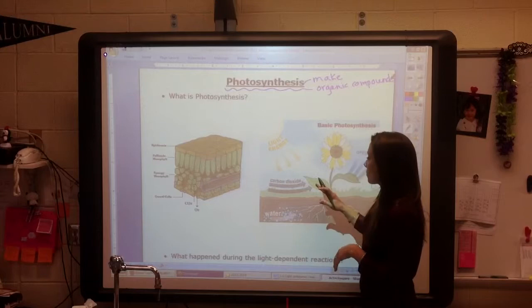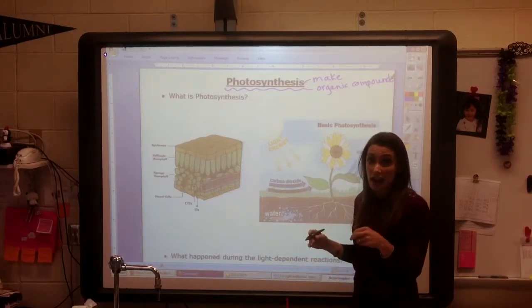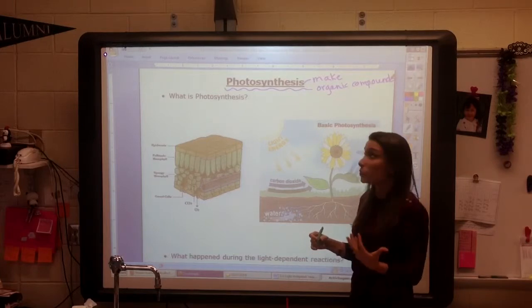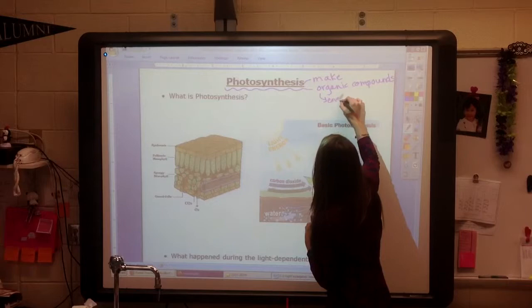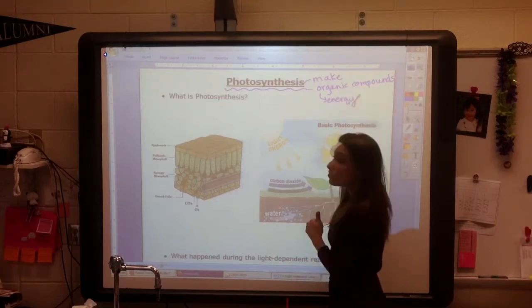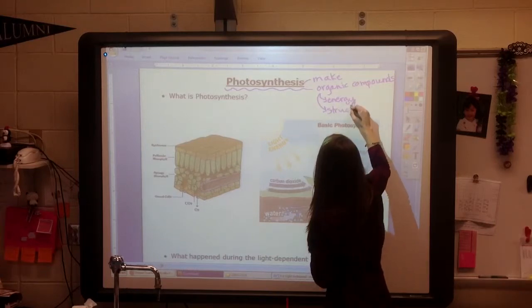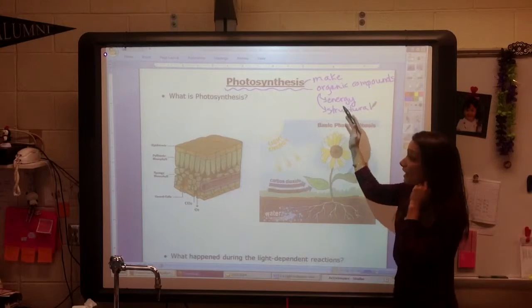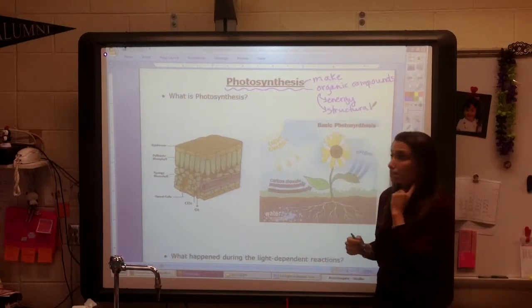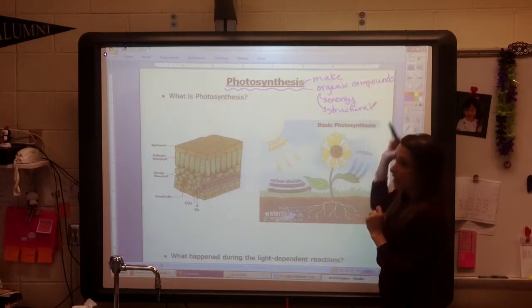Except we have to remember that not all plants are actually storing that as glucose or sucrose or sweet sugar. These organic compounds can be used as energy sources, or they can be used as structural components, like cellulose. Now remember, starch is actually an energy storage molecule. So the point of photosynthesis is to make organic compounds.